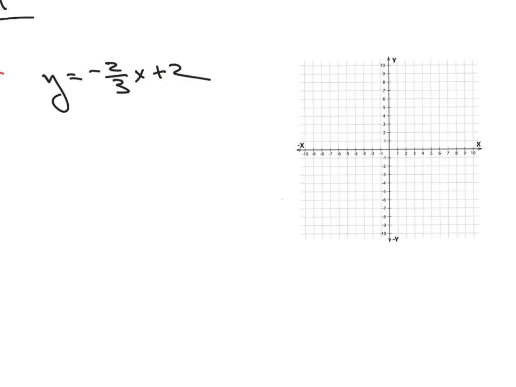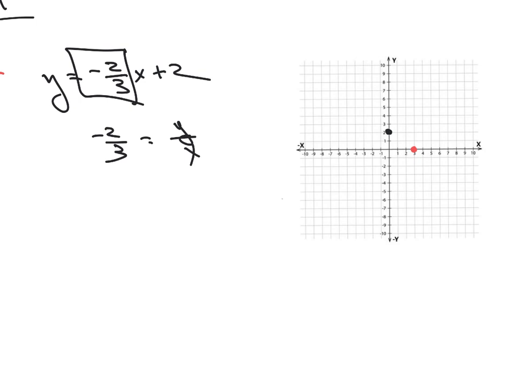2 is our y-intercept. -2/3 is our slope. And that's like y over x. So from this point right here, we go down 2 because it says negative, and over 3. And then we draw our line, and it's going downhill because it's negative.